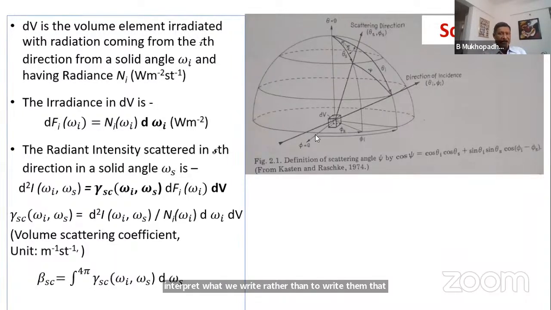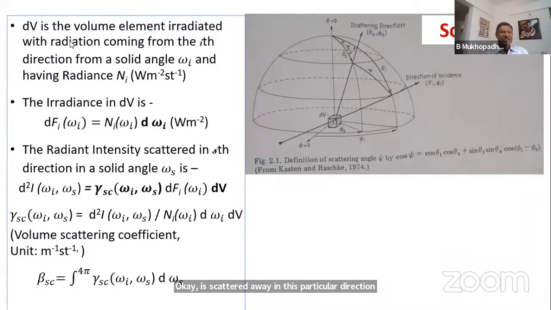That is important. So a beam of light, in a general way we call it radiation, comes and hits this. This is an elementary scatterer with a volume dV. Maybe some part of the radiation goes straight also, and a part of it is scattered away in this particular direction.